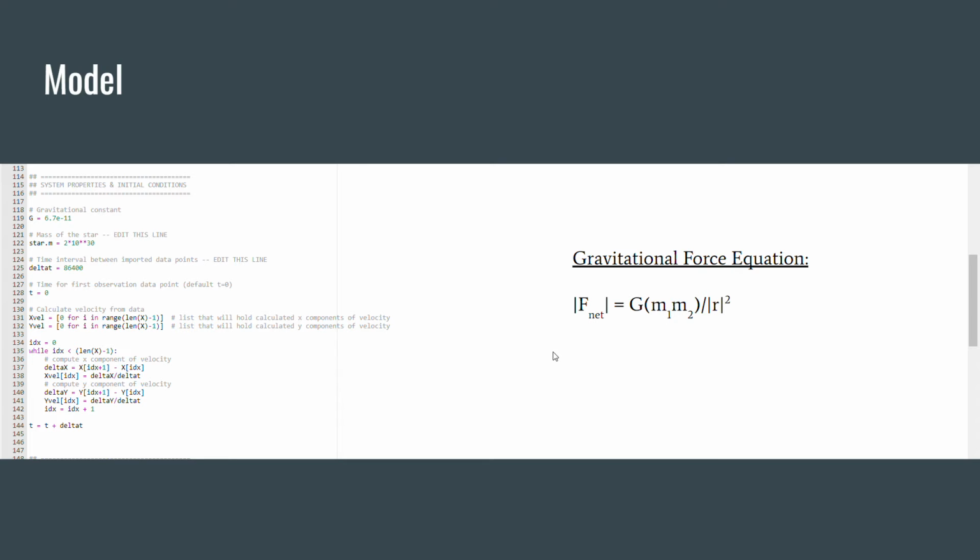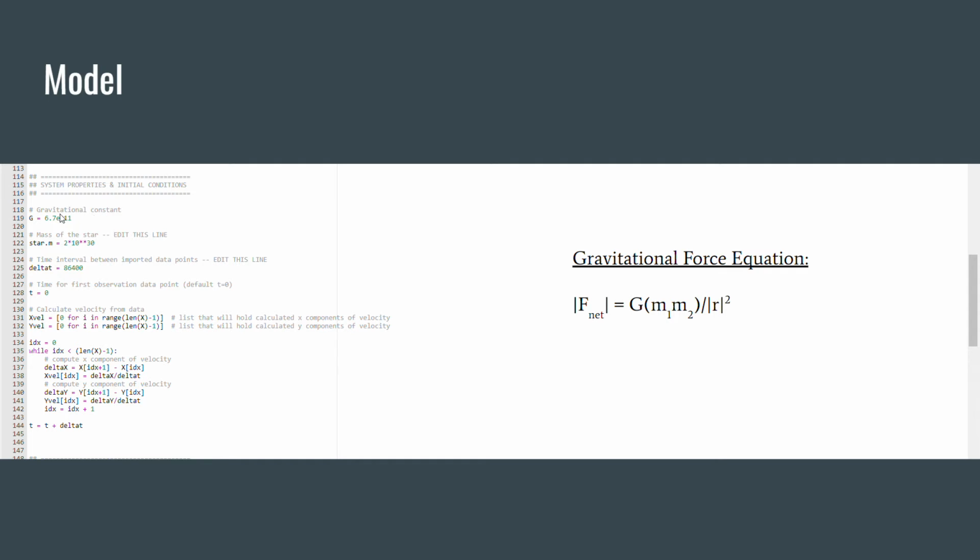In this model, we assume that the only force acting on the star is the gravitational force as a result of the black hole. The equation for the gravitational force is represented here: the magnitude of the net force equals the gravitational constant multiplied by the masses of the two objects involved, divided by the distance between those two objects squared.